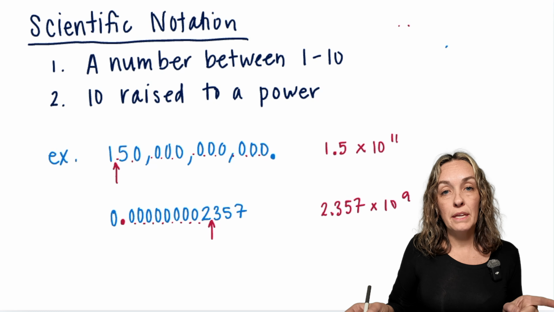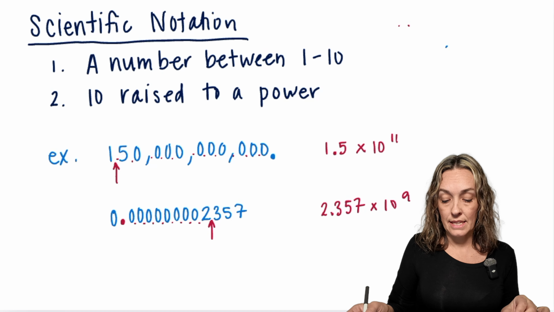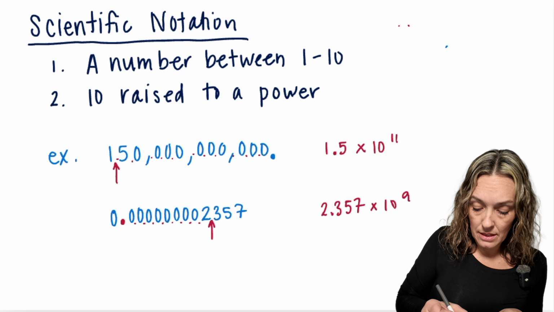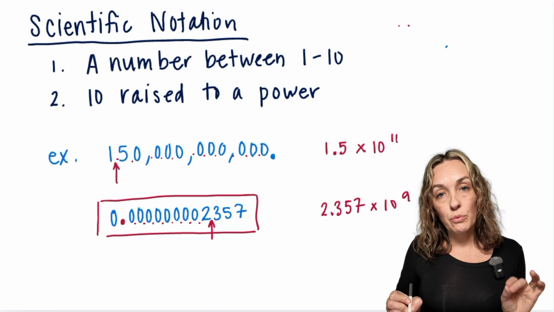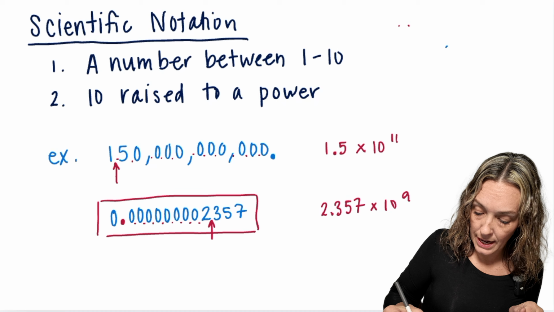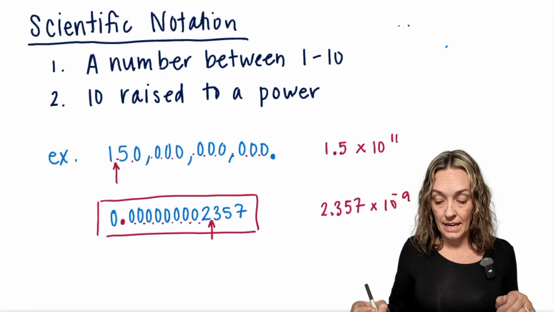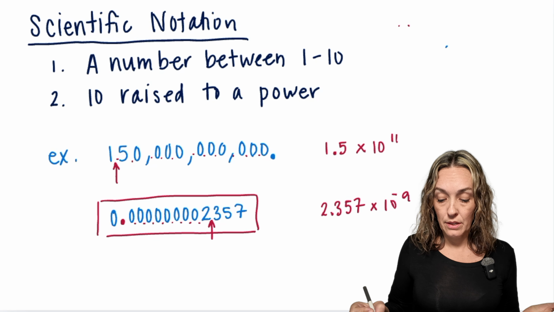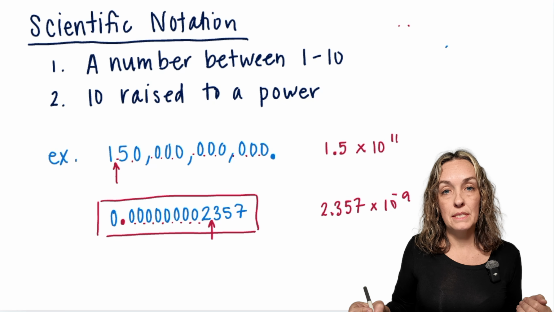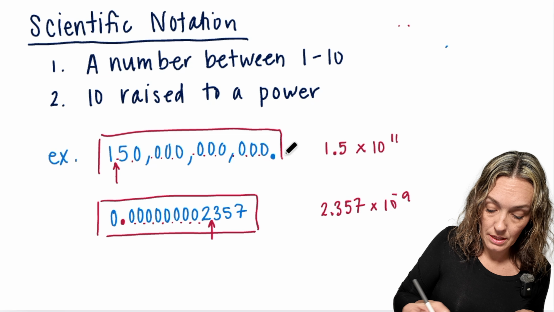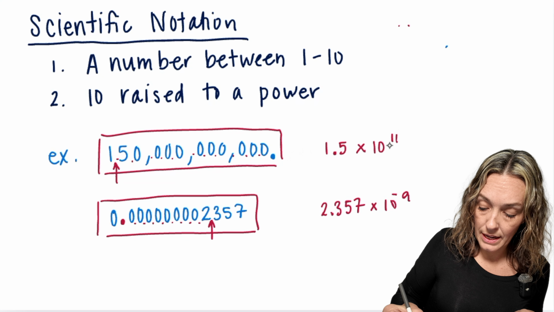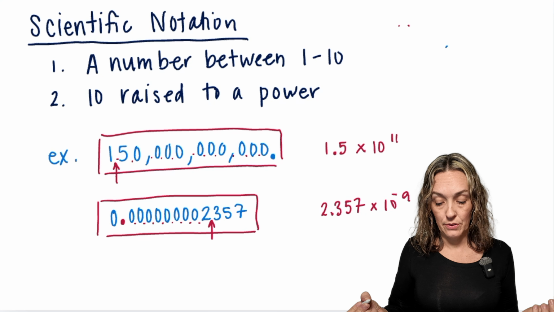Now the one thing I need to be careful about is the sign that belongs on the exponent. Notice that this number here is smaller than 1. When your original number is smaller than 1, your exponent must carry a negative sign. So this would be 2.357 times 10 to the negative 9th. When your beginning number is greater than 1, your exponent will be positive, like in the first example.